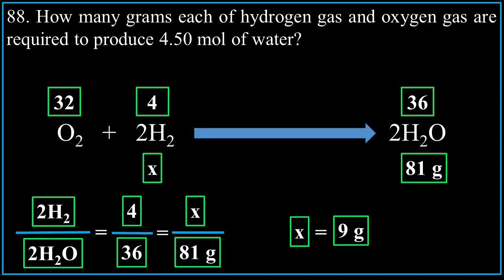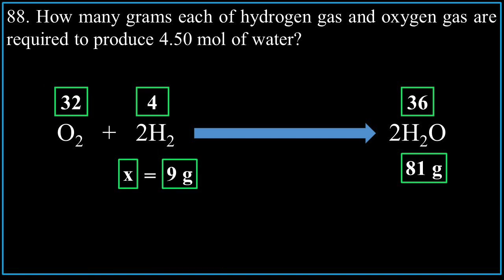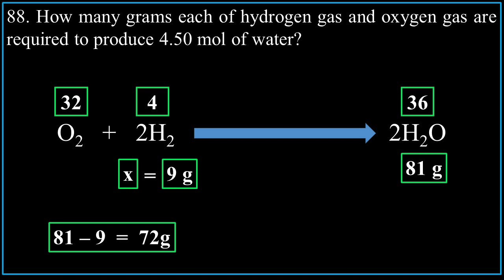So I need 9 grams of hydrogen. Now, how many grams of oxygen will I need? Well, 81 minus 9 would be 72. So I would need 72 grams of oxygen. 81 minus 9 is 72. That's how much oxygen I need. So I need 72 oxygen and 9 hydrogen in order to get the job done, as the problem is written.